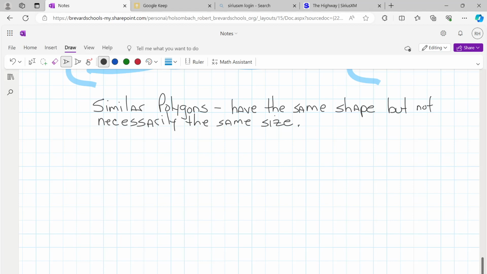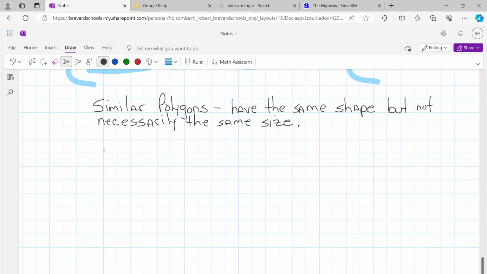If you had a triangle and you just enlarged it, all right, the two images would be similar to each other. Or if you had any shape at all and you just shrunk it down, you reduced it. All right, those two shapes would be similar to each other.